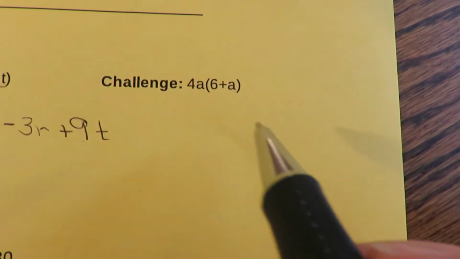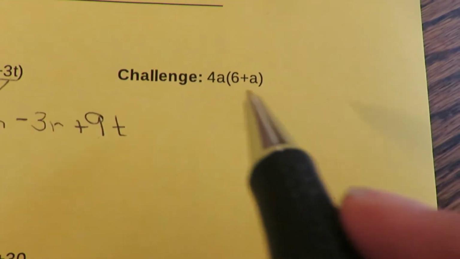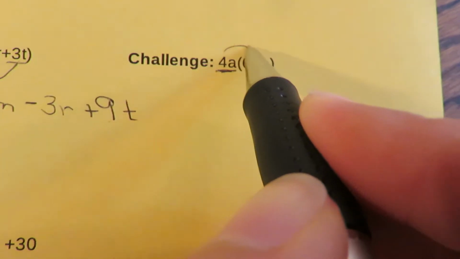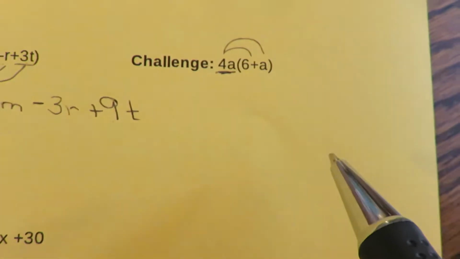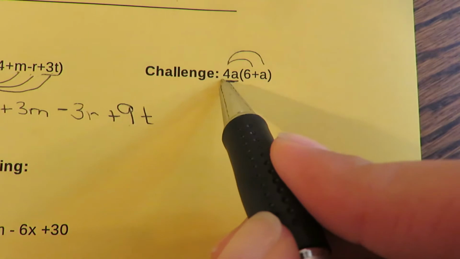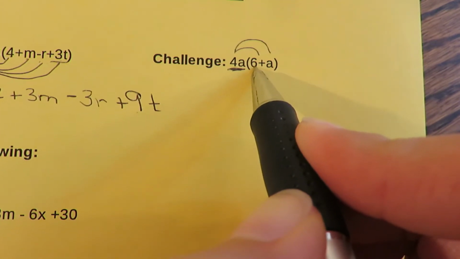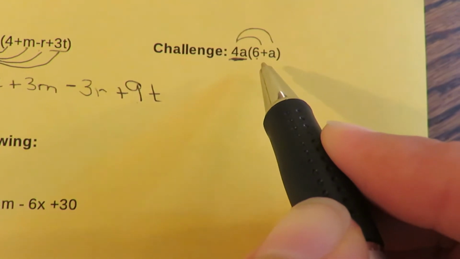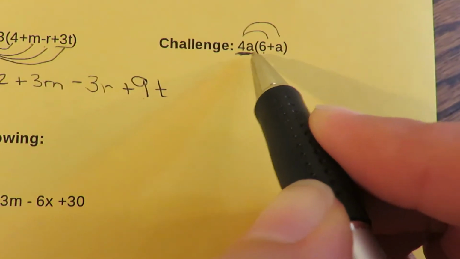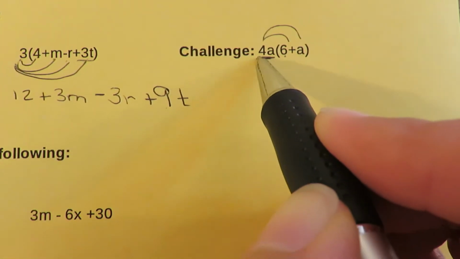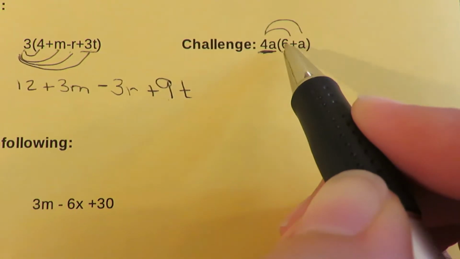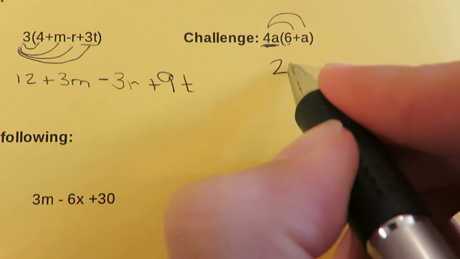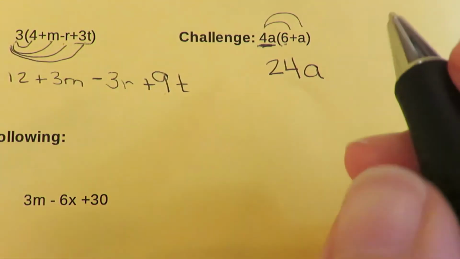In this challenge question, it looks a little bit different than you might be used to. So we have 4a on the outside, which means we need to multiply each piece by 4a. So to start with, we have 4a times 6. You're used to seeing it maybe with 6 on the outside and 4 a's on the inside. But when we multiply, it doesn't matter what order we do it in. So I have 4 a's times 6, or in other words, 6 times 4 a's leaves me with 24 a's.